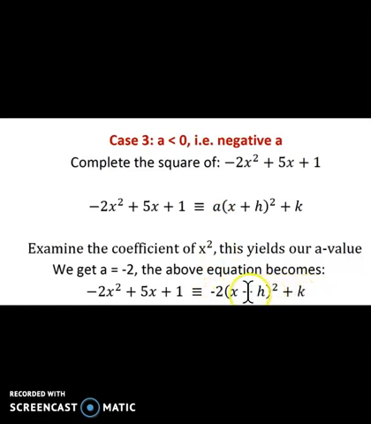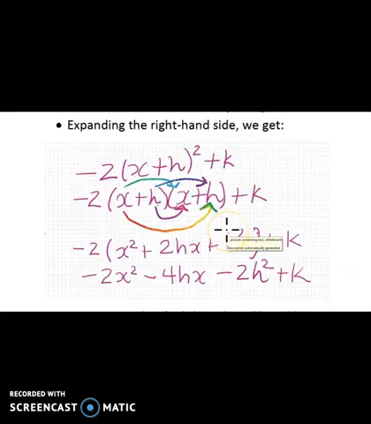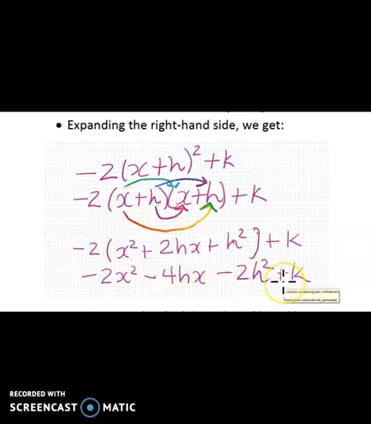Now from here on in, you need to pay attention to your signs and the directed numbers. So we're going to expand this and from there we're going to compare coefficients. When you expand the right hand side, you get minus 2(x + h)² + k. Expand this, paying attention to the negative 2 on the outside: minus 2x squared minus 4hx minus 2h squared plus k.